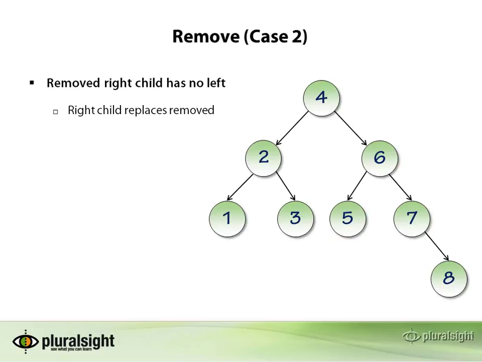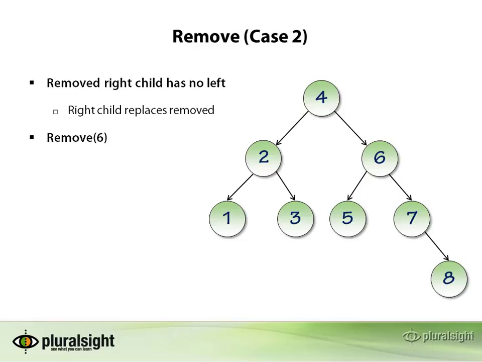In this case, the node we're removing has a right child that has no left child. That's a mouthful. So look at what I mean here. Let's say we're removing the node 6. The node 6 has a right child, 7, that has no left child. So what's going to happen in that case is the right child will replace the removed node. Let's take a look at that.